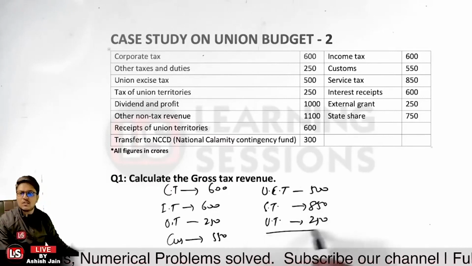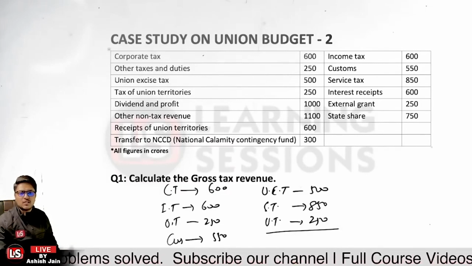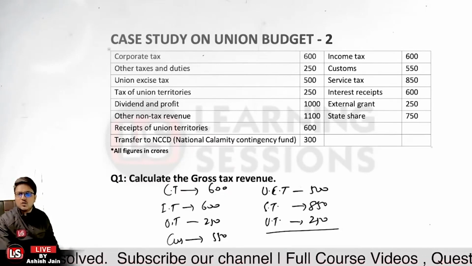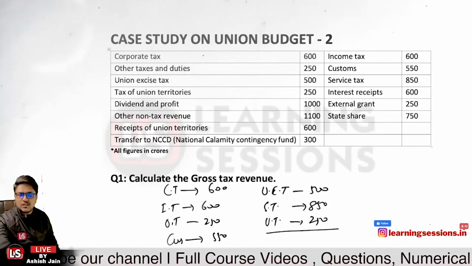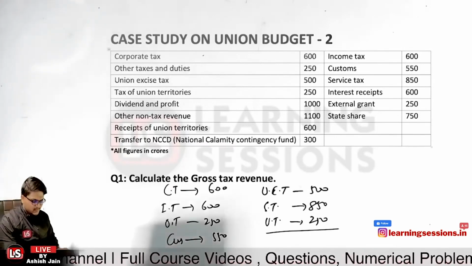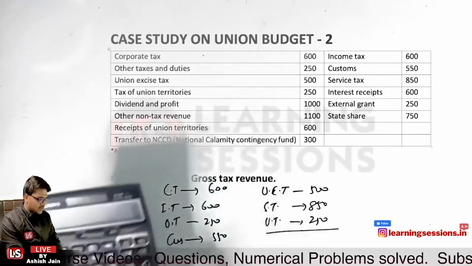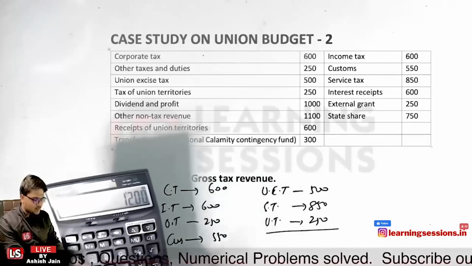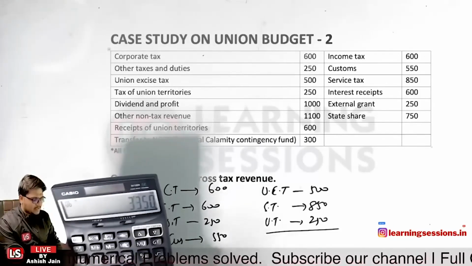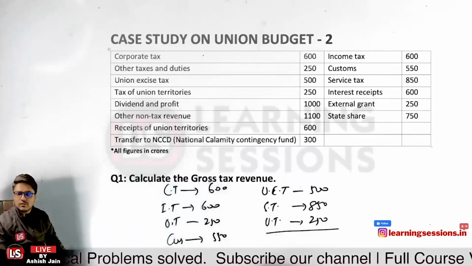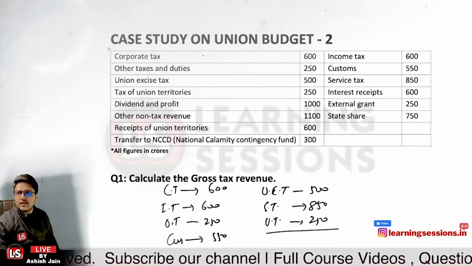So what is the sum total of all these? Kindly let me know at the earliest. We need to calculate the gross tax revenue over here. So it is 600 plus 600 plus 250 plus 550 plus 500 plus 850 plus 250. That is equal to 3600.